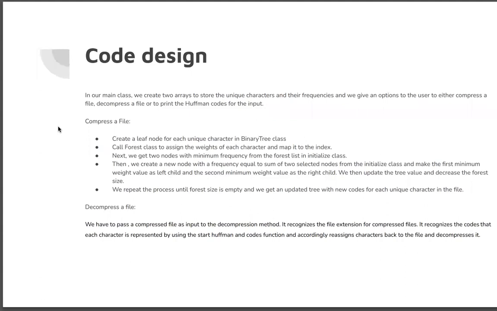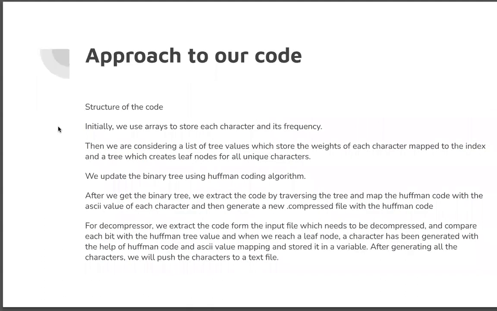To compress a file, in the start Huffman method, we take the character array and the frequency array and create a leaf node for each unique character. And we also create a frequency list which stores the weight of each character and maps it to the index in the frequency class.